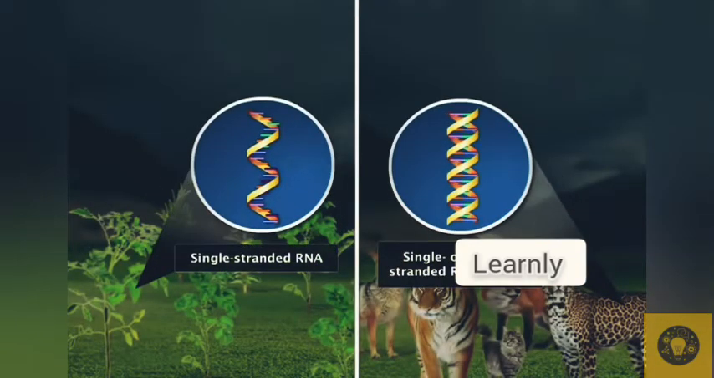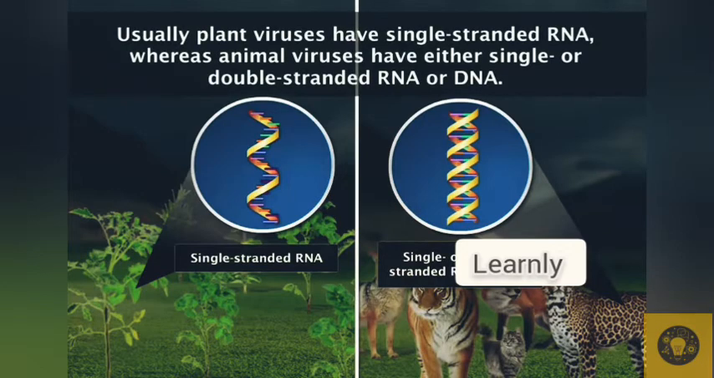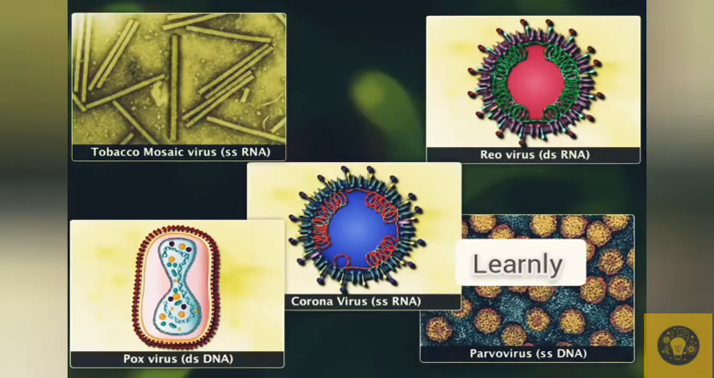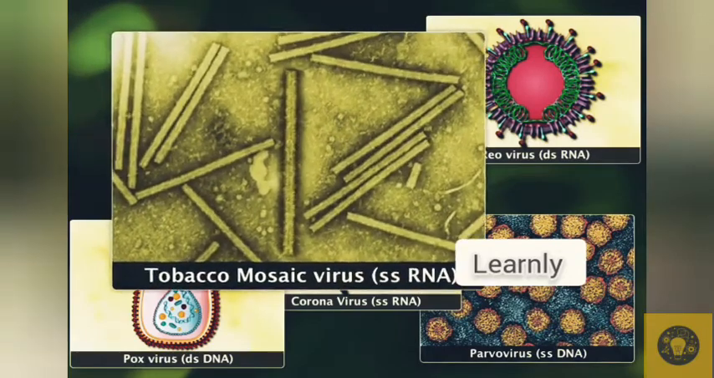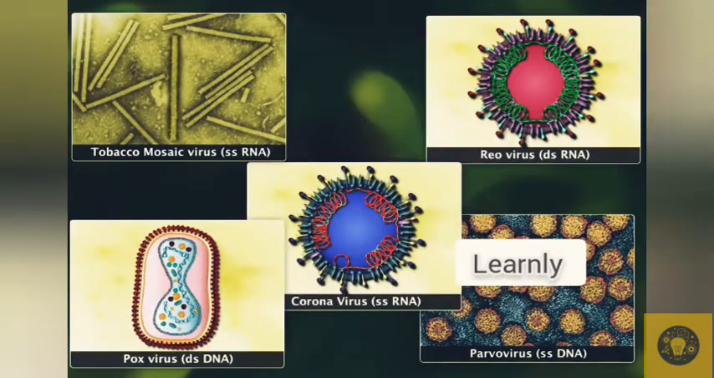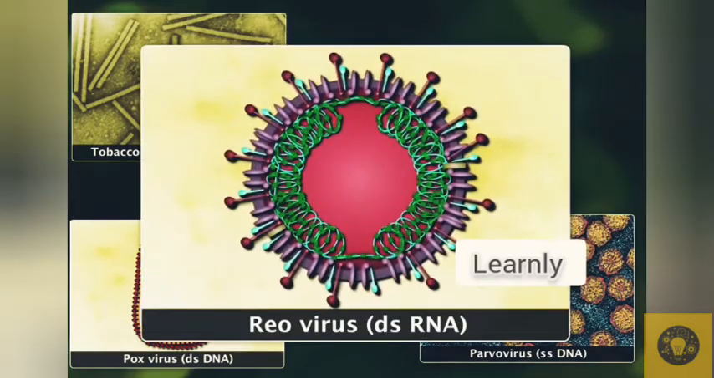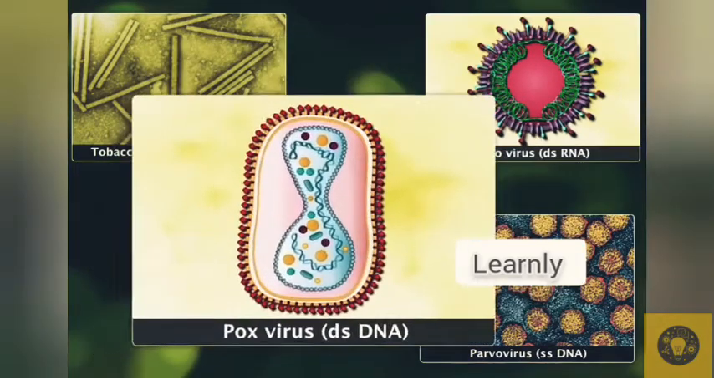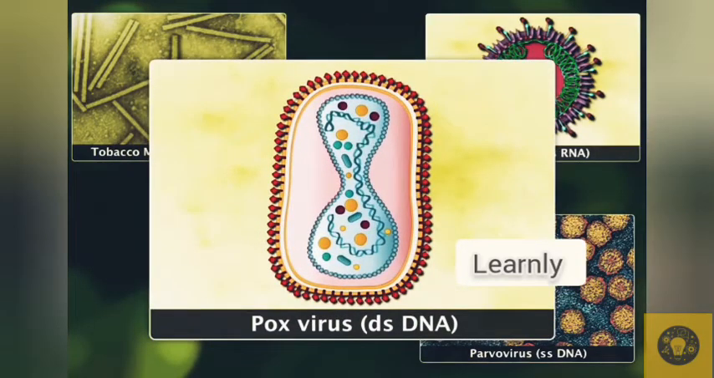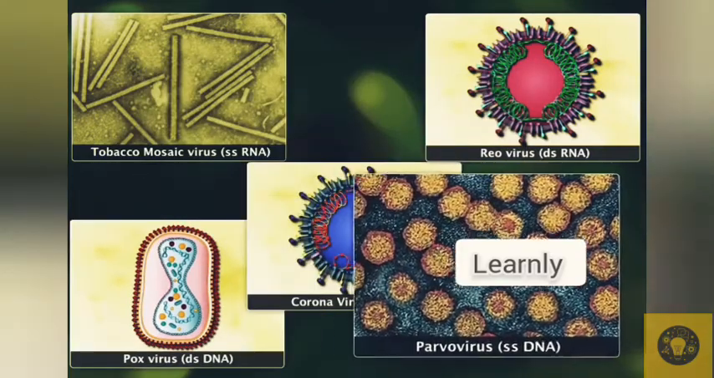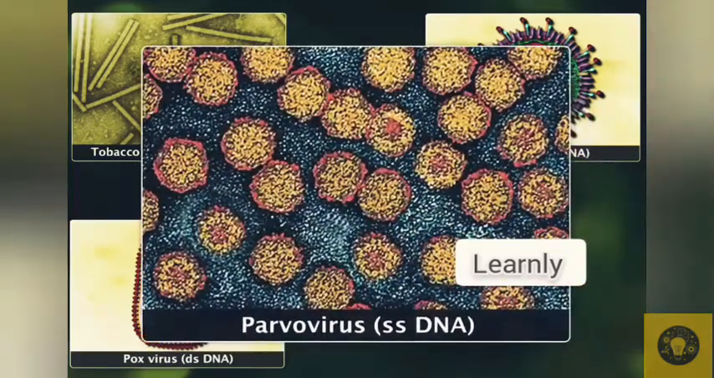In general, viruses that infect plants have single-stranded RNA, whereas viruses that infect animals have either single or double-stranded RNA or DNA. Tobacco mosaic virus has single-stranded RNA. Animal viruses such as coronavirus and reovirus have single and double-stranded RNA respectively. Poxvirus, another animal virus, has double-stranded DNA, and parvovirus has single-stranded DNA.